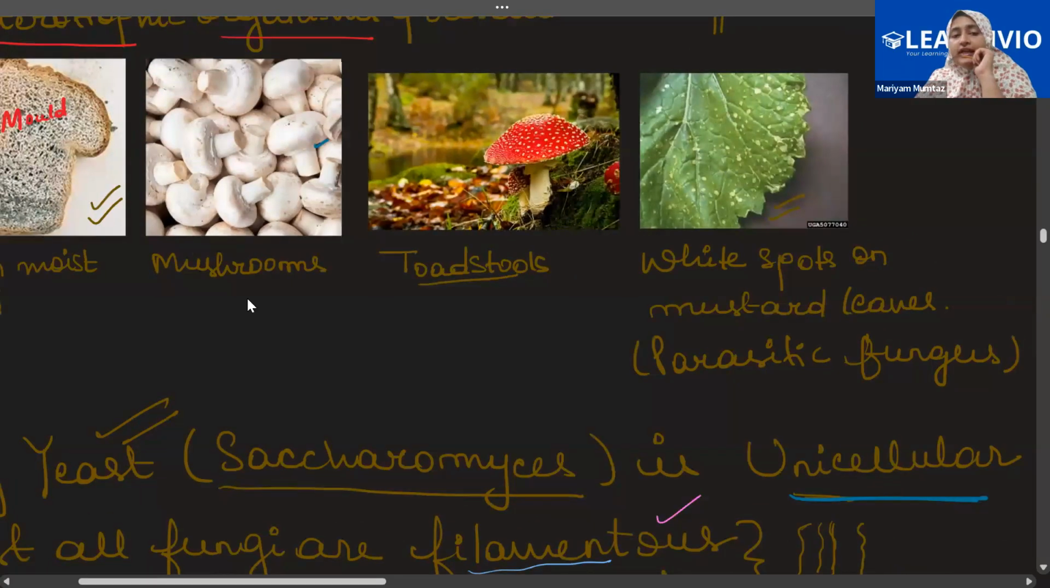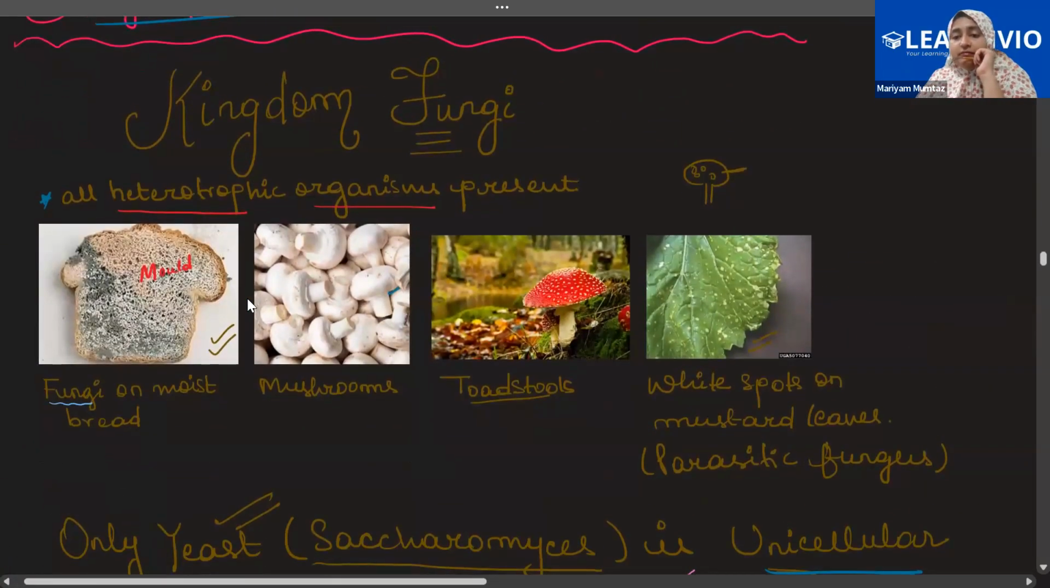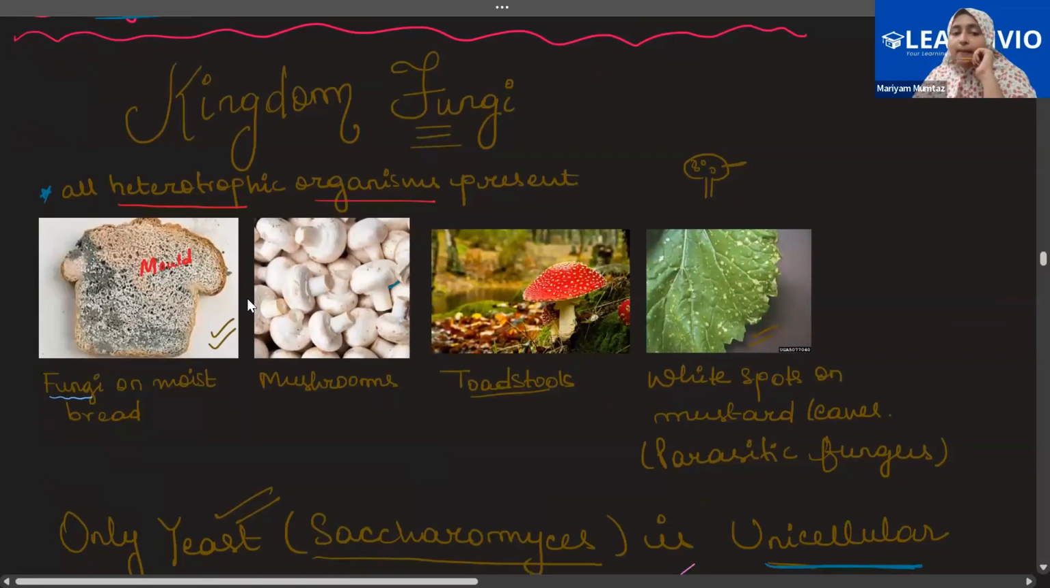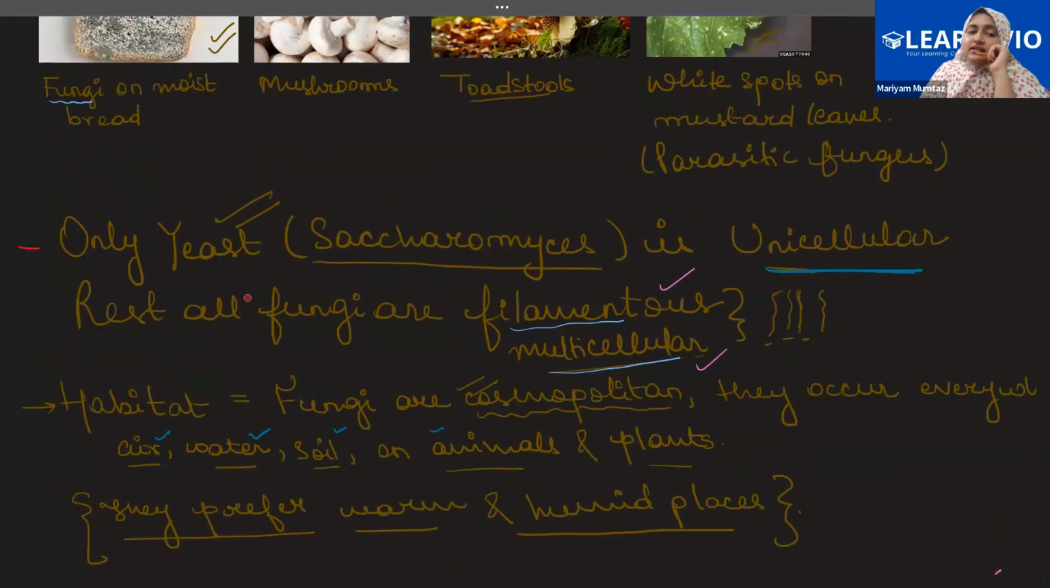Now, one more thing to remember is that all the members of the kingdom fungi are also multicellular, but there is one exception, that is yeast. Have you heard about yeast before? Yes, ma'am. What are they used for? Making bread, for fermentation, right? So the scientific name of yeast is Saccharomyces. This Saccharomyces is the only fungus that is unicellular. Rest all the fungi are filamentous, they are filament-like, and they are multicellular in nature. Clear? Yes, ma'am.